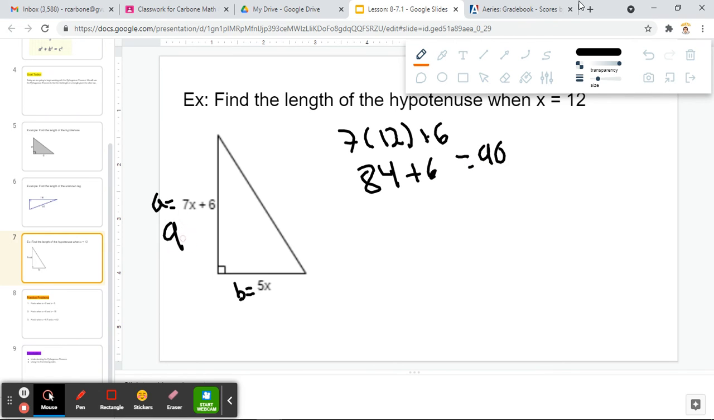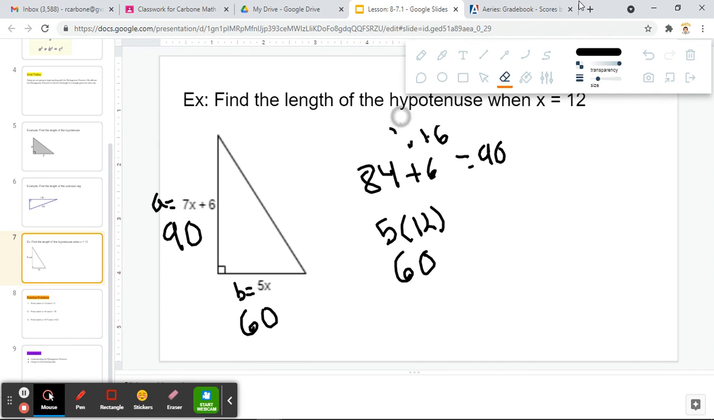So side length a over here is equal to 90. For side length b, we have 5 times 12. 5 times 12 is equal to 60. So b right here is equal to 60. All right, now let's go plug these numbers in here. We're going to have some quite large numbers, so hold tight with me here, folks.